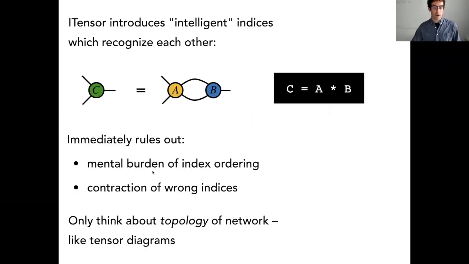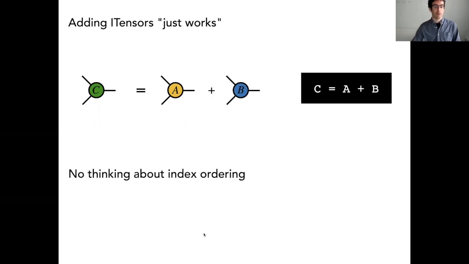So this rules out problems in programming like having to remember index ordering or contracting wrong indices. You just think about the network topology. That's the ideal. It's not always that perfect, but that's the design goal that we are striving for. So it's like tensor diagrams. And in some cases, it's just really ideal.